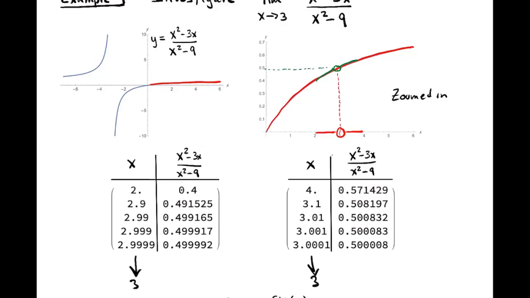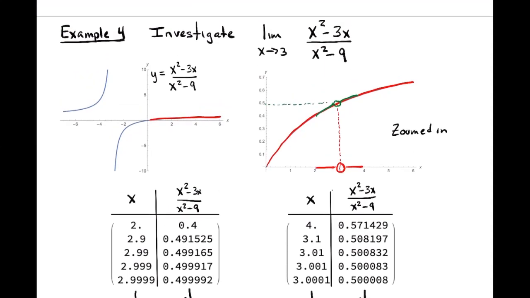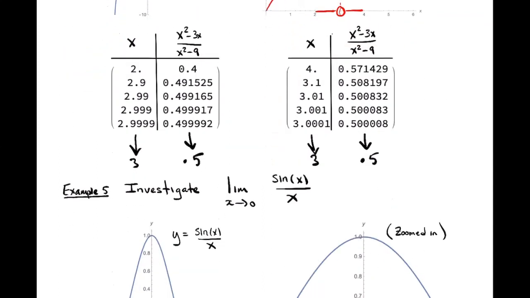The definition says we should check both sides. And looking at the output columns, it looks clear to me that in both cases, the numbers are getting closer and closer to 0.5. So even though x equals 3 is not in the domain of this function, (x squared minus 3x) over (x squared minus 9), we can say that it looks like the limit as x approaches 3 of that function is a half. All right, I think it's probably a good place to pause and see if all of that made sense. I'm just going to move along here, trying to keep the video short.